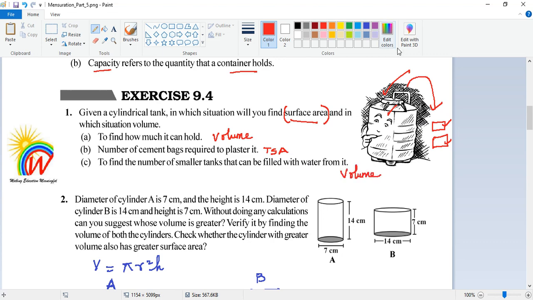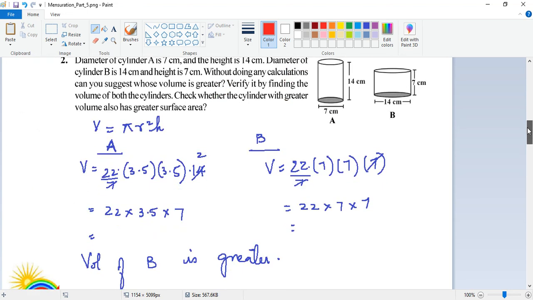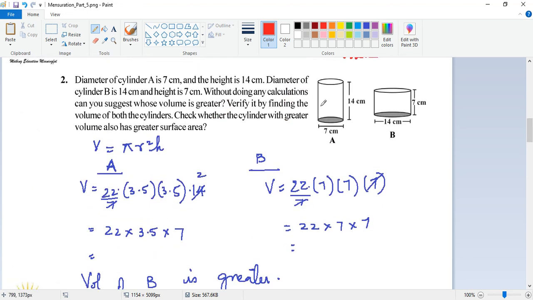Okay, now coming to the next question. The next question says, diameter of cylinder A is 7 centimeter and the height is 14 centimeter. Diameter of cylinder B is 14 centimeter and height is 7 centimeter. So it is given in the figure, right? Sometimes they may not give you the figure, you will have to draw the figure. So based on what you are reading, read it carefully and draw the figure.